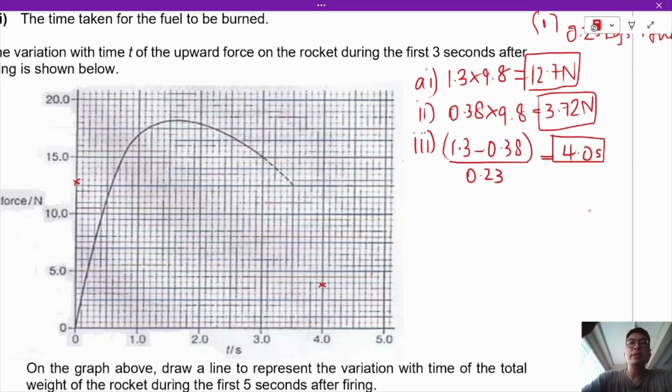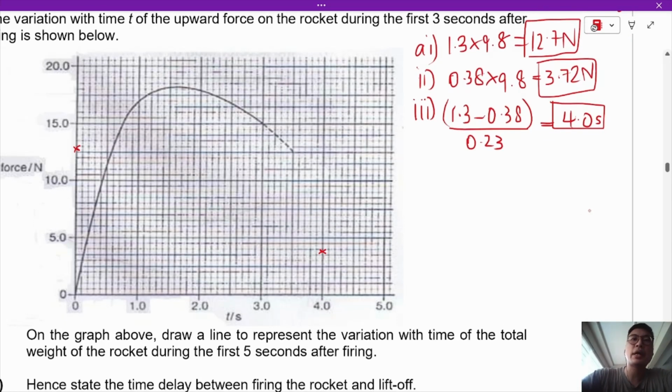Now, after the rocket has used up all of its fuel, its weight shouldn't go down anymore. So after 5 seconds, the weight of the rocket should still be 3.72 newtons. So this is roughly what the rocket's weight should look like. Okay, so this is the weight of the rocket.